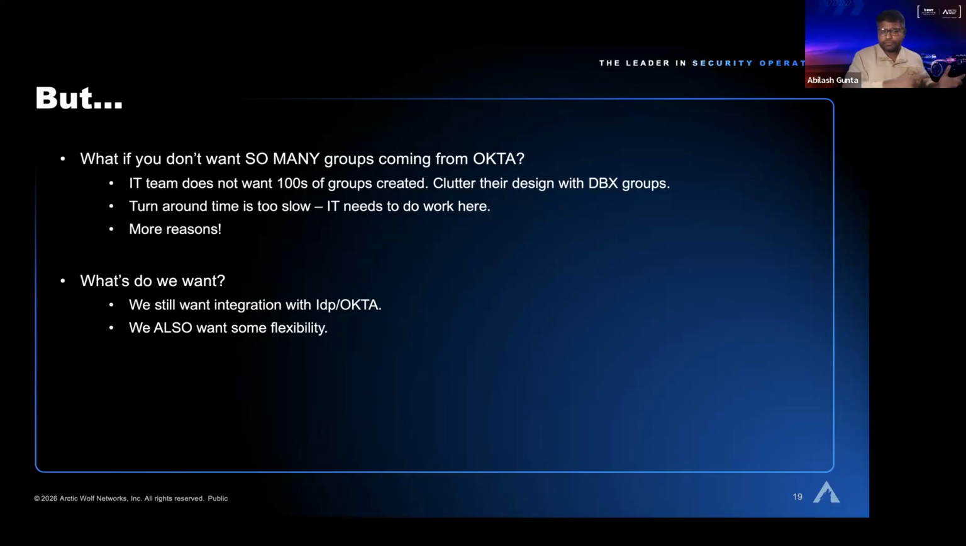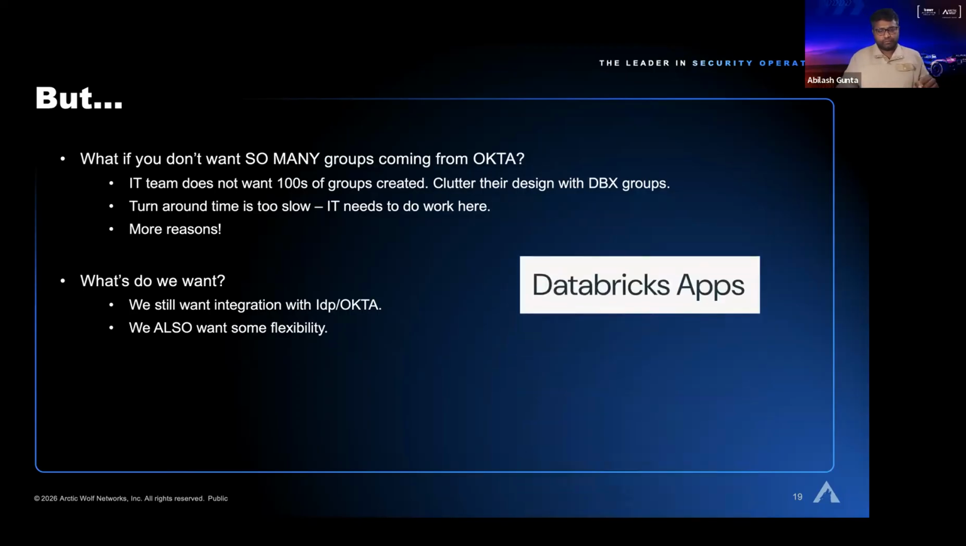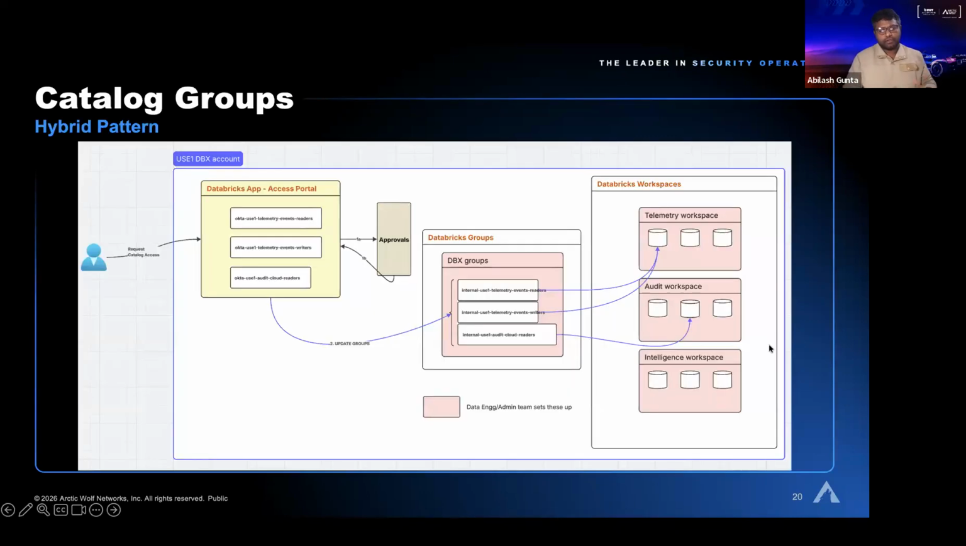We still want integration with Okta, but we also want some flexibility. How do we solve this? That's when Databricks apps come to help you. Let me explain. This is what I call the hybrid pattern, right? Now, instead of having all these catalog groups coming from Okta pushed down to Databricks, because of all these problems we have seen just now, the turnaround time and all of that, we don't do that.